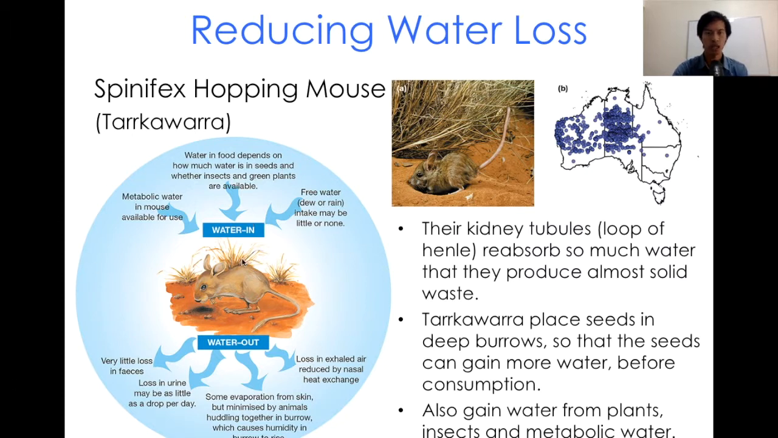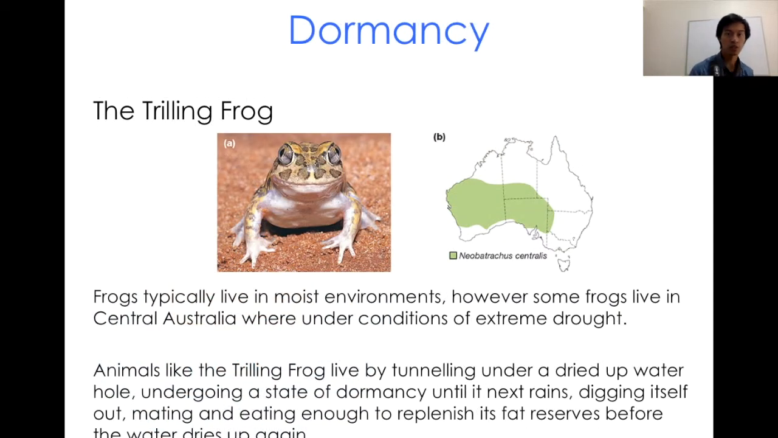And so the water in versus water out ratio is really well balanced so that it doesn't lose too much water through all of its main pathways, okay? Other ways of reducing water loss, sometimes a structural or physiological adaptation might not really work. So dormancy is a really good behavior adaptation, and the trilling frog is an example of that.